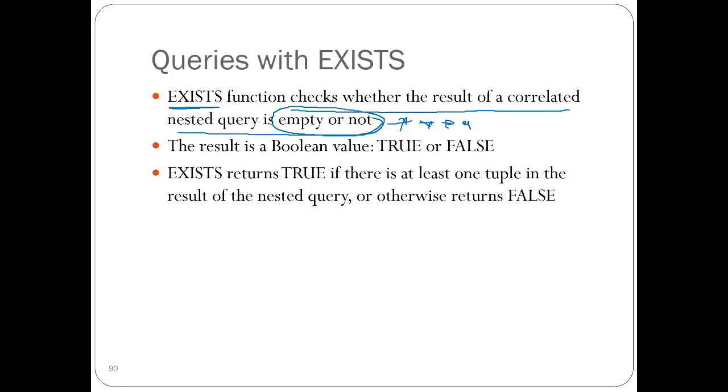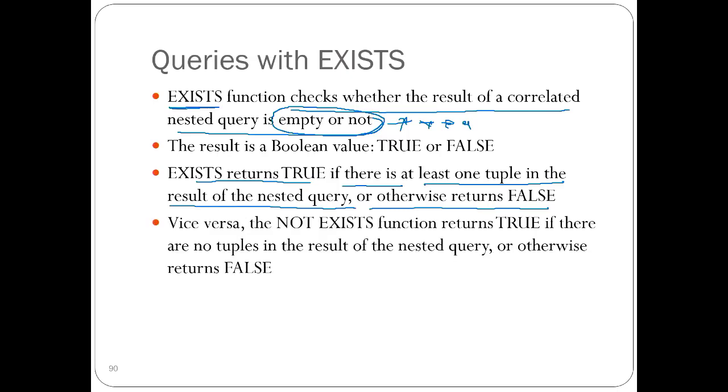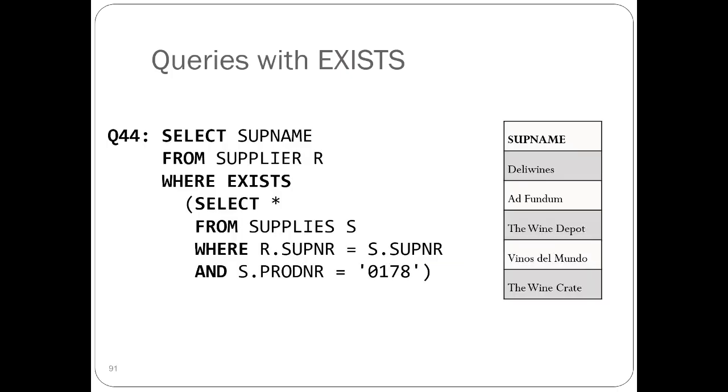Let me go over this and then we'll have some examples. So exists returns true if there is at least one tuple in the result of the nested query, otherwise it returns false. Whereas we have the other related clause or function, which is called not exists. If you follow how exists works, then not exists is even easier to follow. So the not exists function returns true if there is no tuple in the result of the nested query, otherwise it will return false. Okay, so let's look at an example.